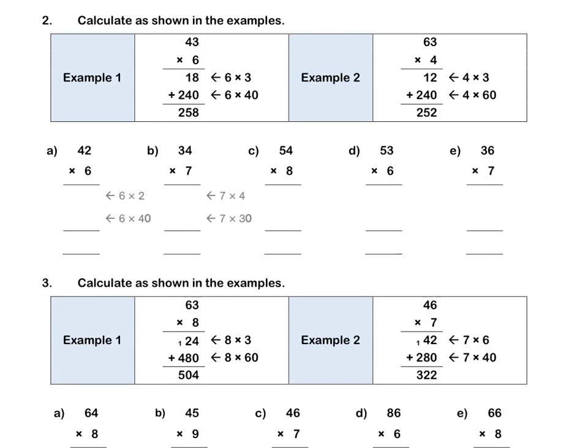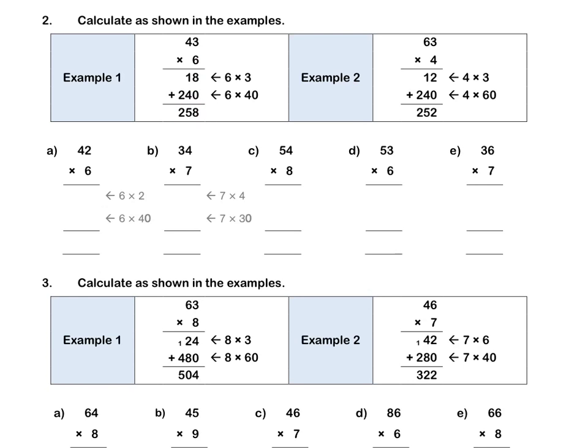43 times 6. We first multiply our units. 6 times 3 is 18. 6 times 40 is 240. Remember your 0. And we add up to get a final answer.